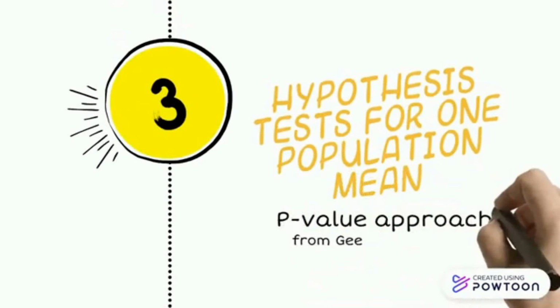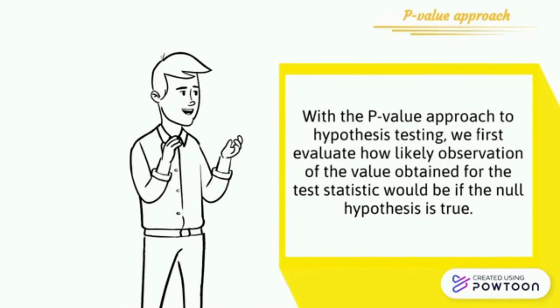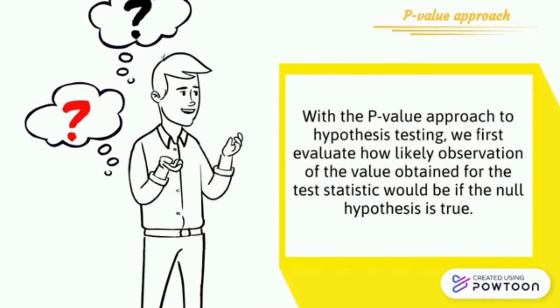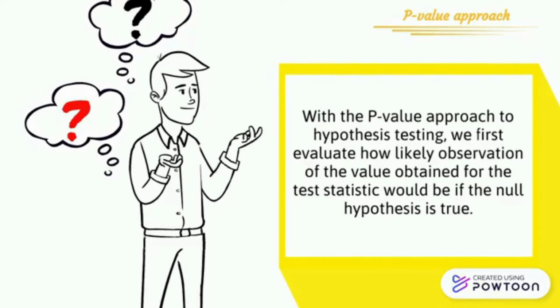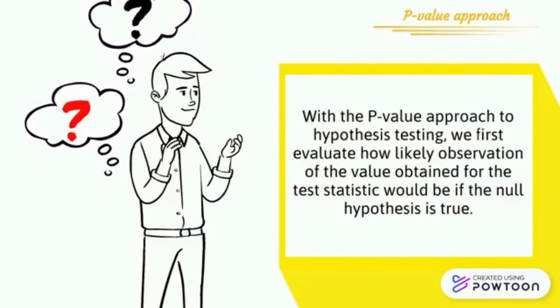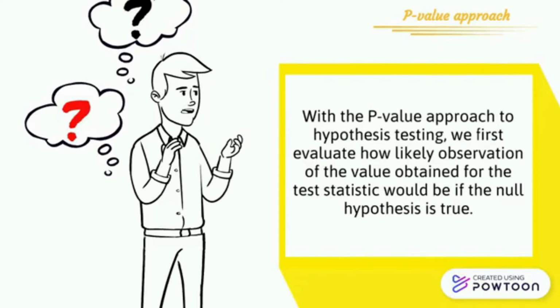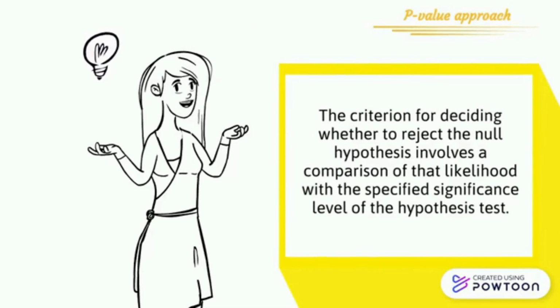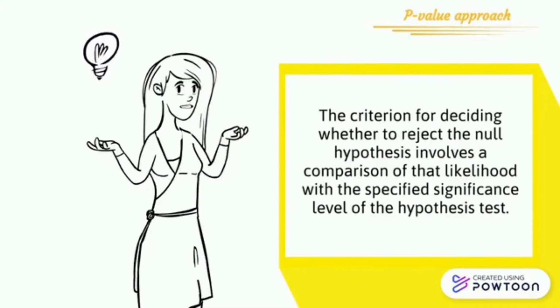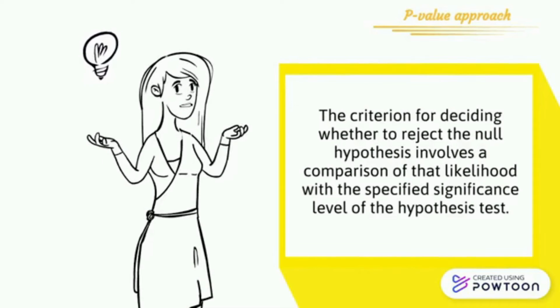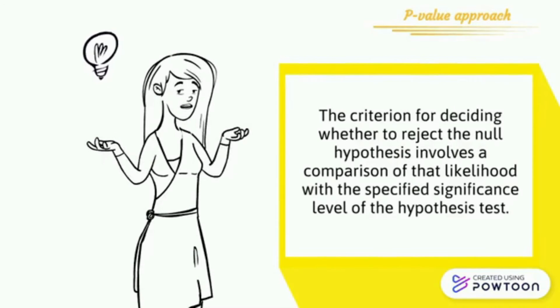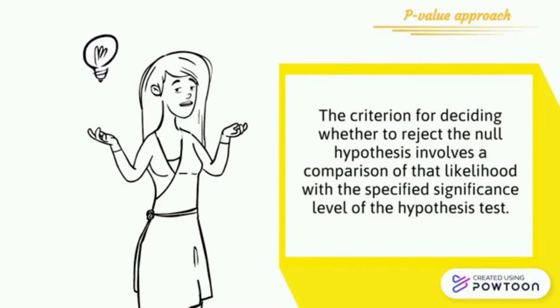P-value approach. With the p-value approach to hypothesis testing, we first evaluate how likely observation of the value of the test statistic would be if the null hypothesis is true. The criterion for deciding whether to reject the null hypothesis involves a comparison of that likelihood with the specified significance level of the hypothesis test.